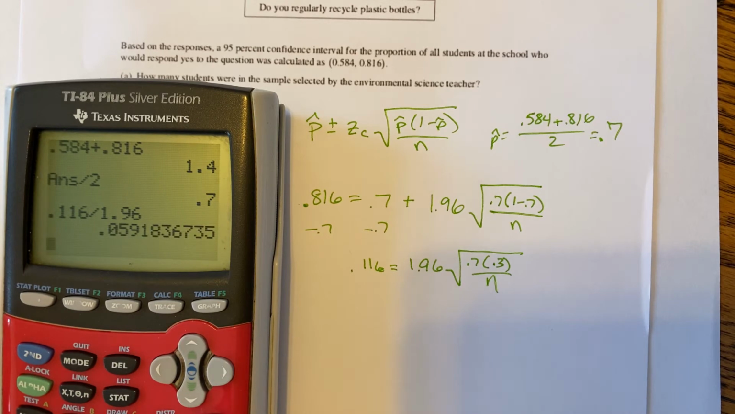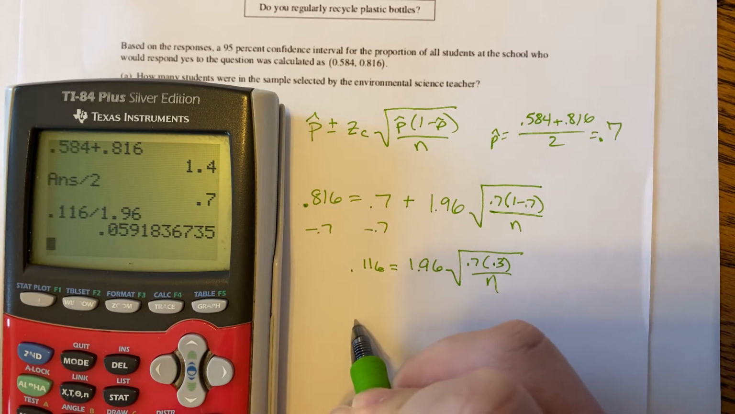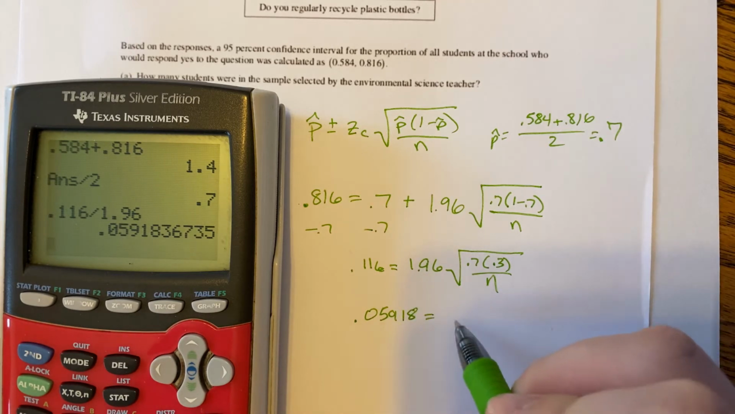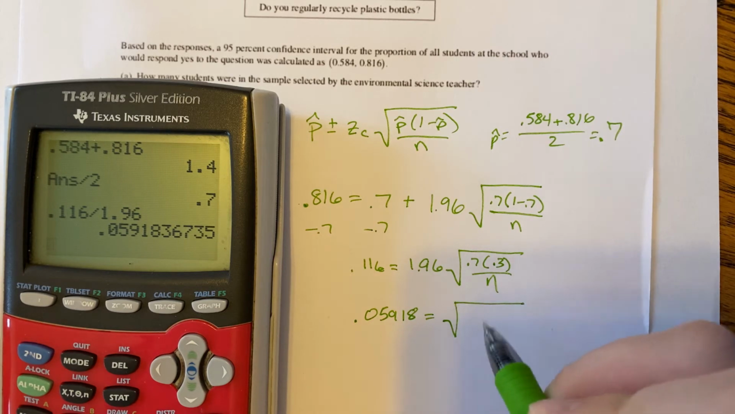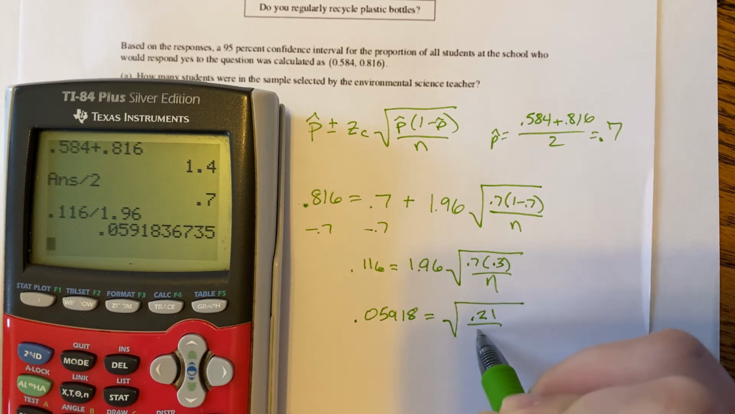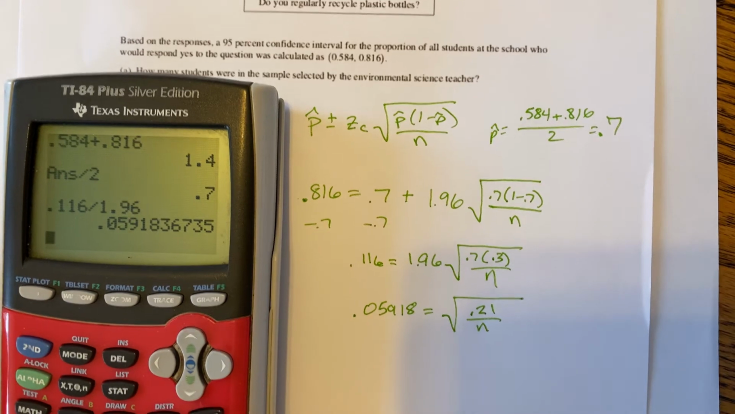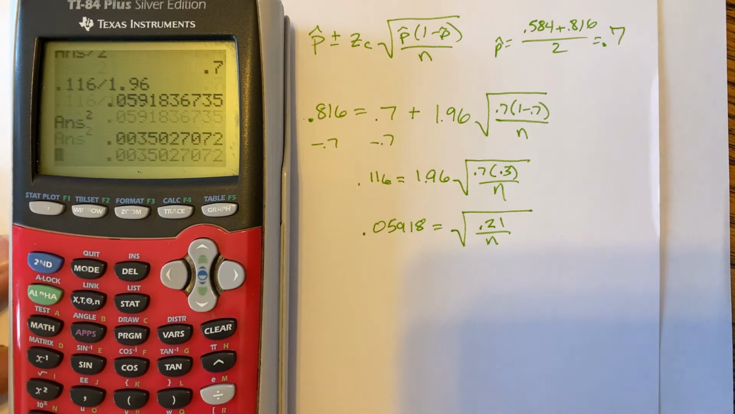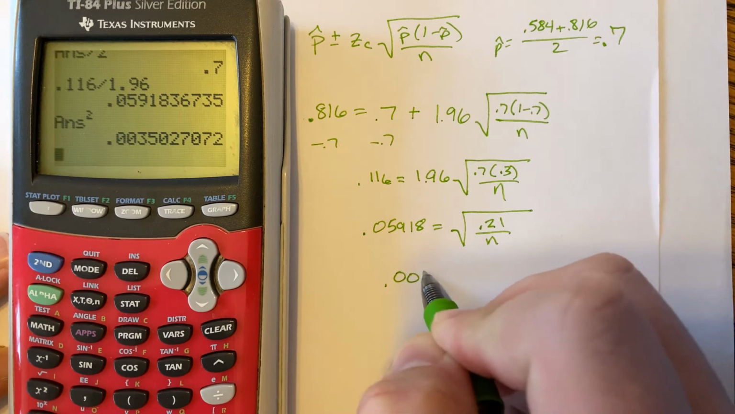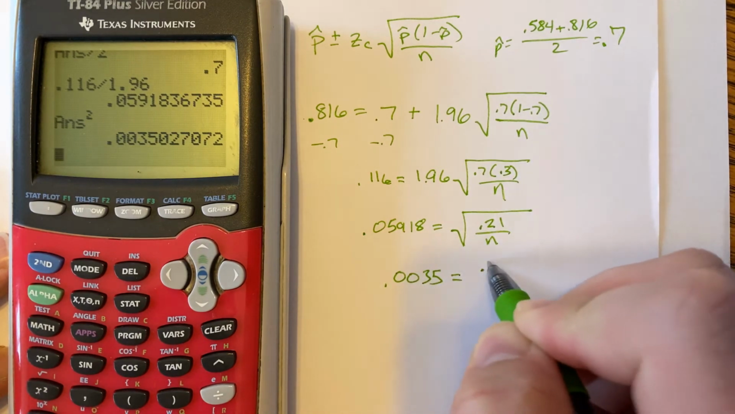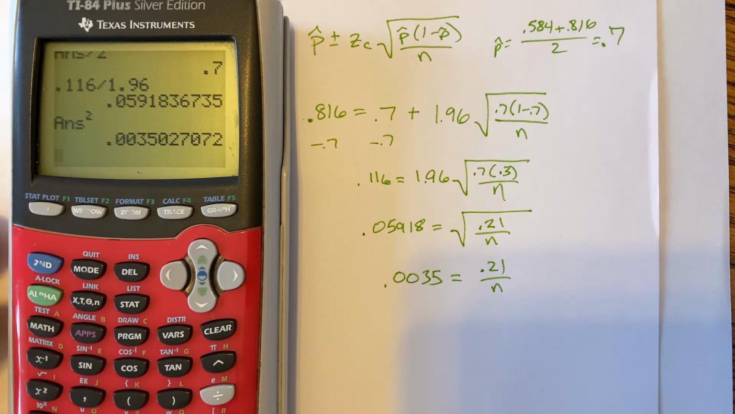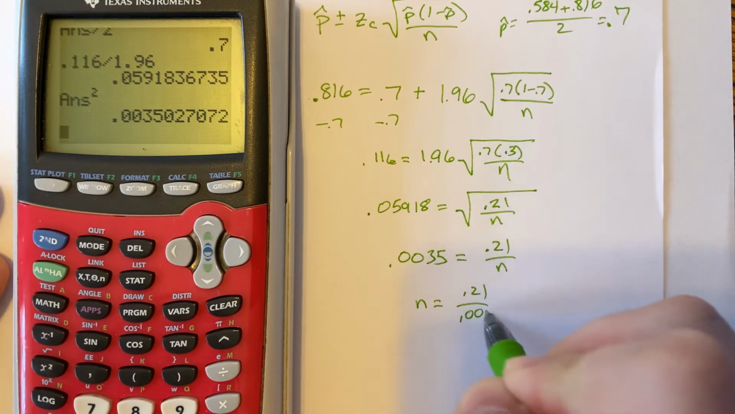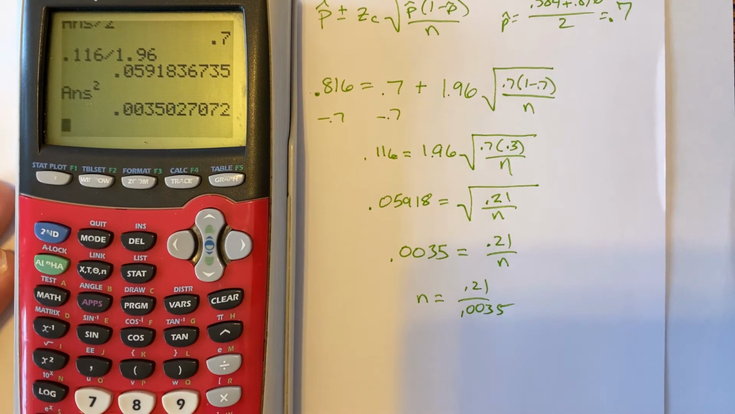So in this case, 0.05918 equals the square root. And 0.7 times 0.3, might as well do that, it's 0.21 over n. And now I can square both sides. So squaring each side will give us a little bit closer here, 0.0035. And then last two steps, just multiply both sides by n and then divide by 0.0035.